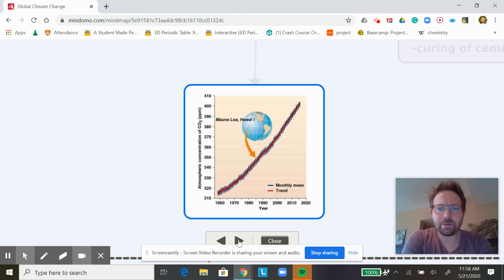This is a measurement of the amount of carbon dioxide in the atmosphere in a place in Hawaii that's been doing it since the 1960s. As again, you can see the amount of CO2 is just rising.